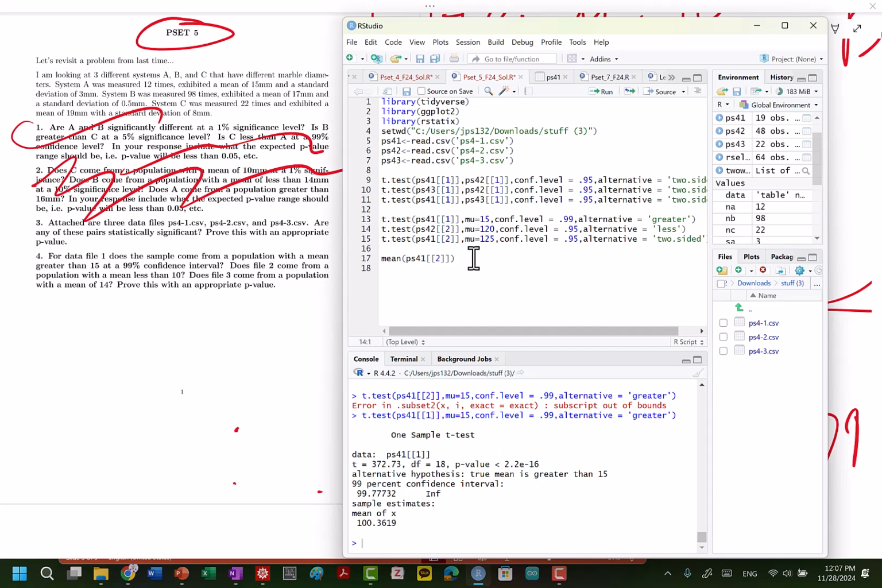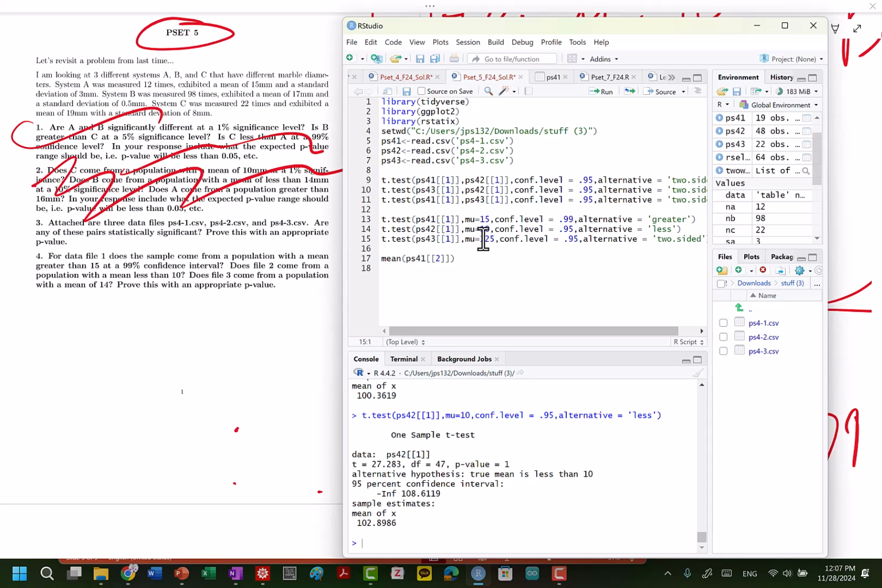Does 2 come from a population with a mean less than 10? It doesn't say, so less than here. Good. I need to change that. I'm going to change that all to 1 right now. And then this needs to be file 3. So let's go ahead. So P is equal to 1 effectively. So that is a big old do not reject. P is greater than alpha.